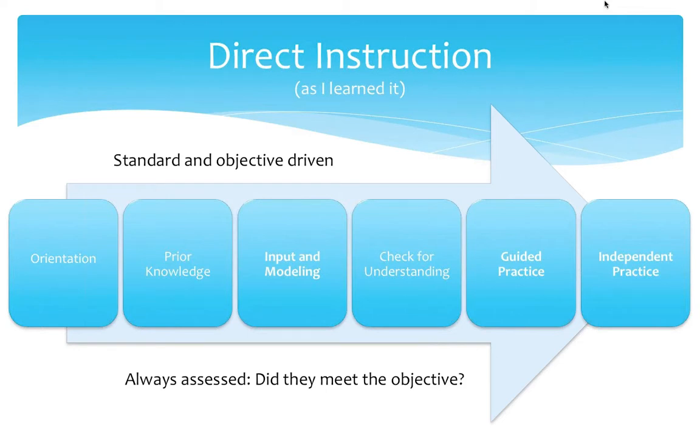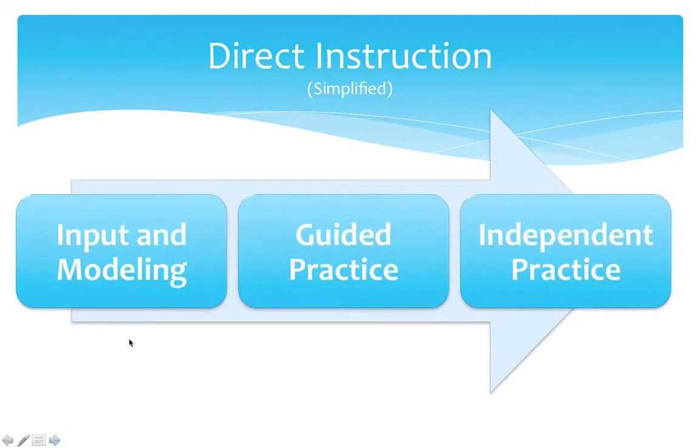There's 3 main points here: input and modeling, guided practice, and independent practice, which are bolded on your screen. Those are the main points that we're going to talk about today. Then, of course, as we go through those different points, you need to know that it's always assessed. Did they meet the objective? Assessment is very important in education. So once again, input and modeling, let's show you the next slide here. That would explain a little bit better.